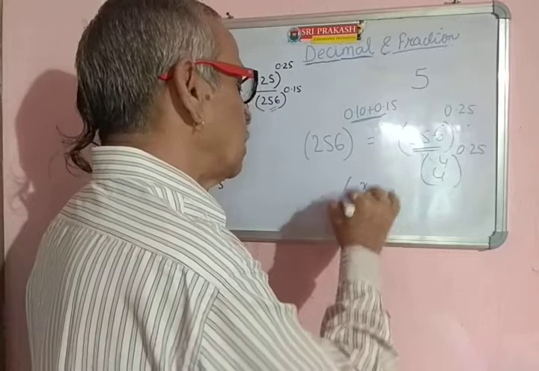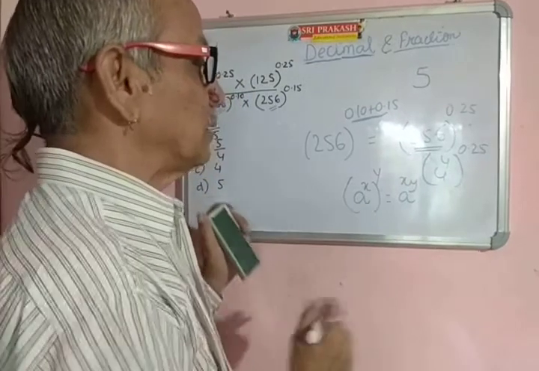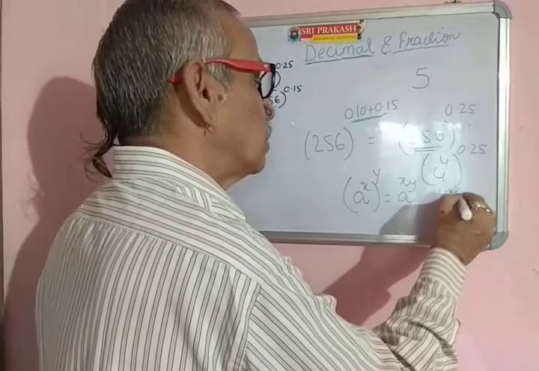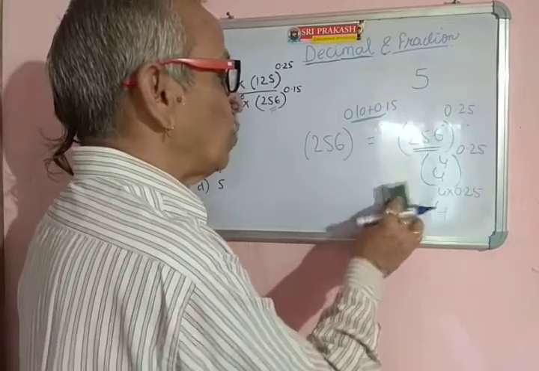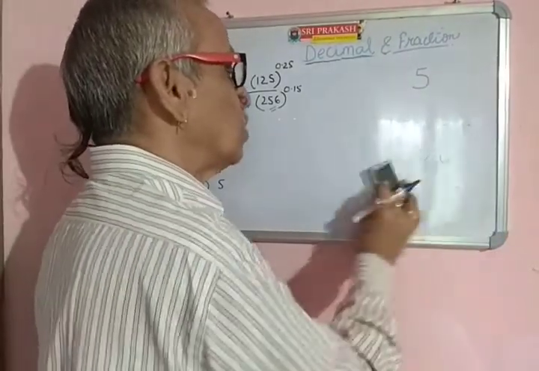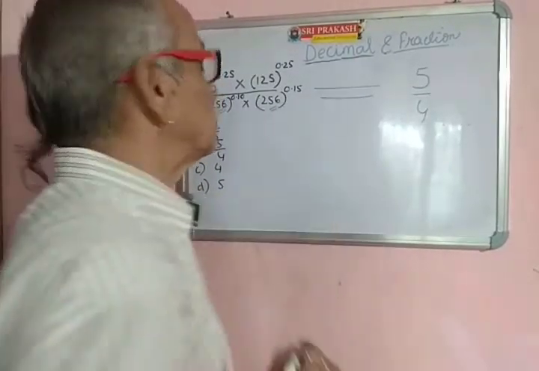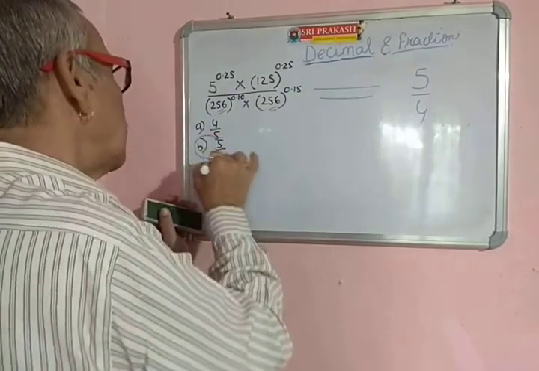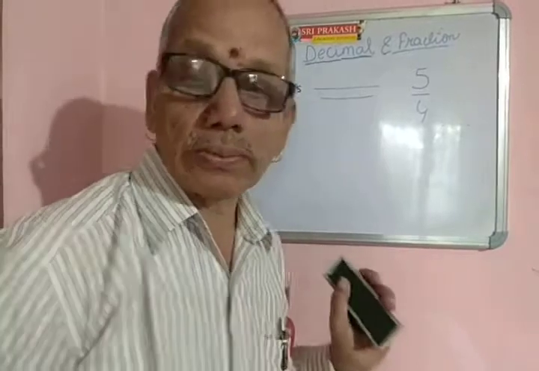Here, like our previous one, when we are simplifying the numerator, the same thing happens. What? A to the power of x, whole to the power of y, is equal to a to the power of xy. So in the same way, for 4 to the power of 4 into 0.25, you have to multiply these two. 4 into 0.25 is equal to how much? 1. So 4 to the power of 1 is equal to how much? 4. So if you simplify this, you get this answer. Which one is the right option? B is your right option. If you simplify this, you get 5 by 4.